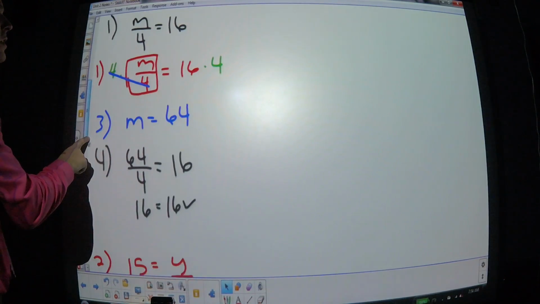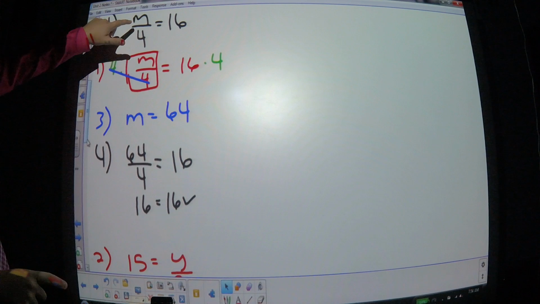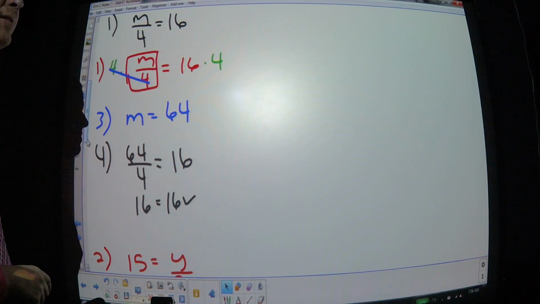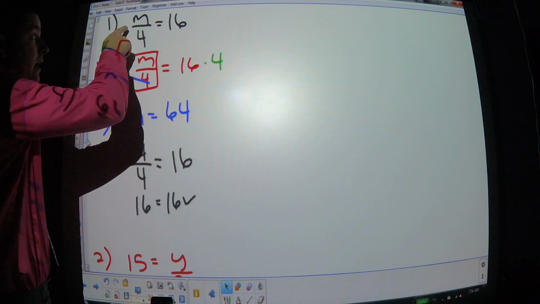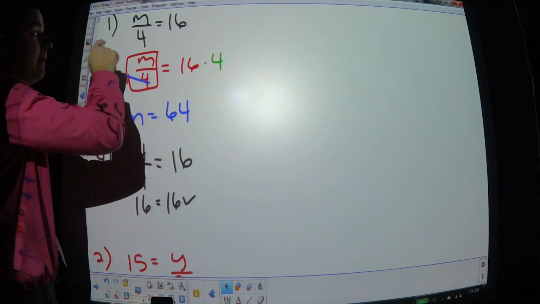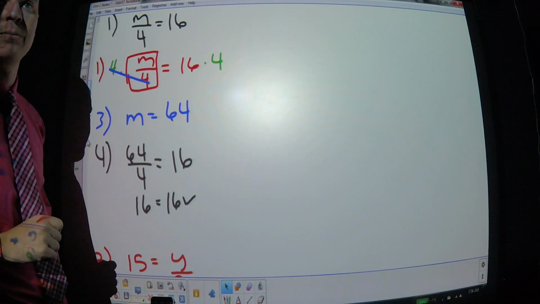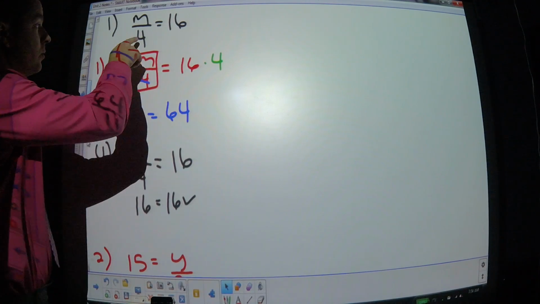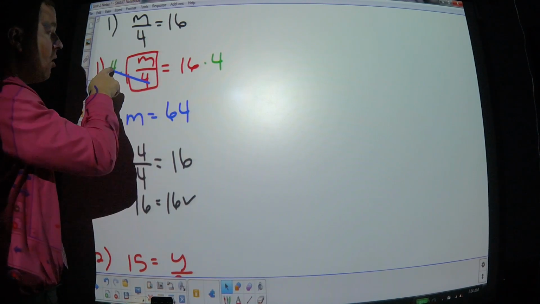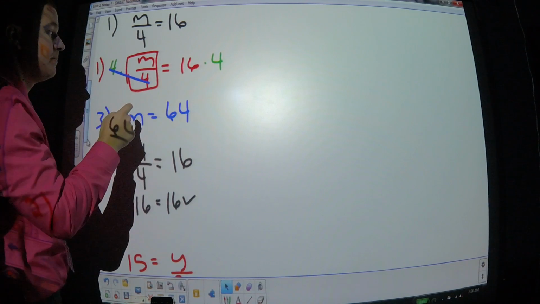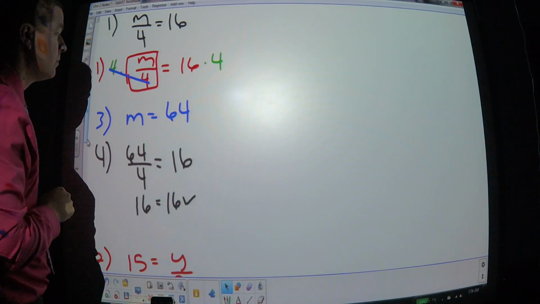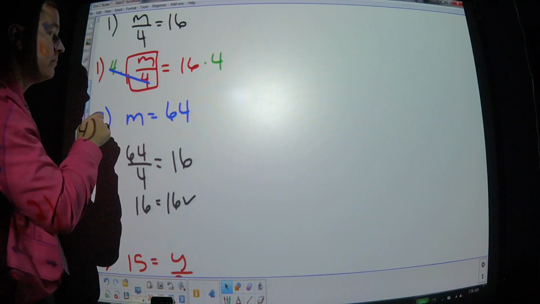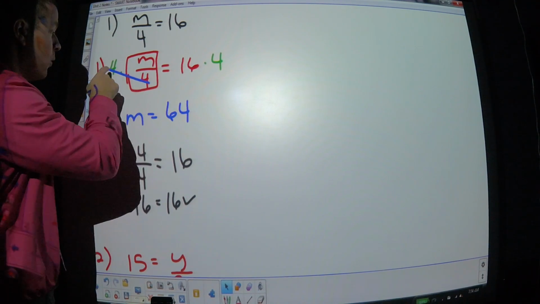Okay, so let's look at a problem. You've got m divided by 4 equals 16. So the coefficient, you need to multiply by 4. Okay, so since this is divided by 4, you need to multiply by 4 on both sides. So 4 divided by 4 is going to cancel each other out.